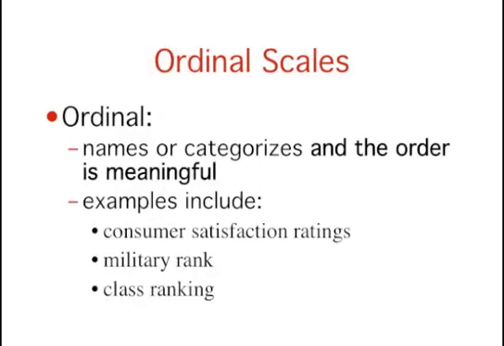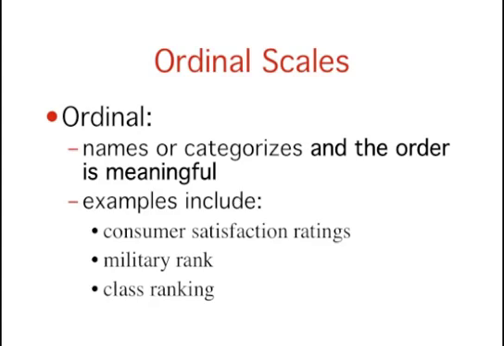The next highest scale of measurement is ordinal. The ordinal scale is used when one wishes to name or categorize, and the order is meaningful. Let's look at an example. A researcher wishing to measure consumers' satisfaction with their microwave ovens might ask them to specify their feelings as either very dissatisfied, somewhat satisfied, or very satisfied. The items in the scale are ordered, ranging from least to most satisfied. This is what distinguishes ordinal from nominal scales.